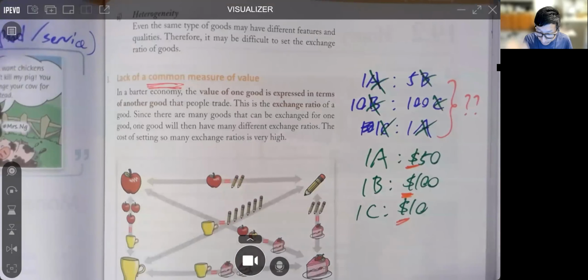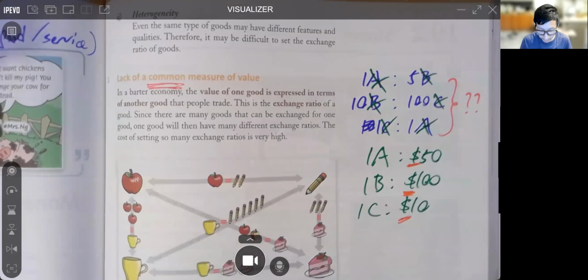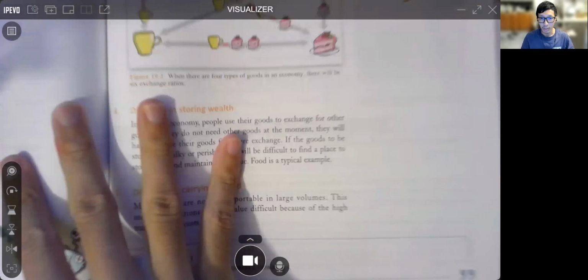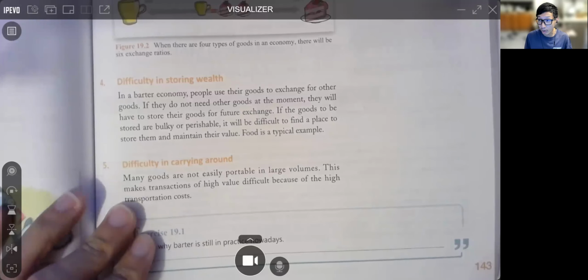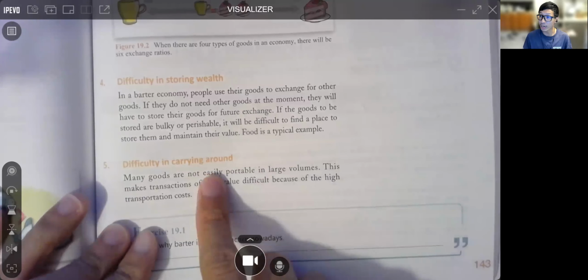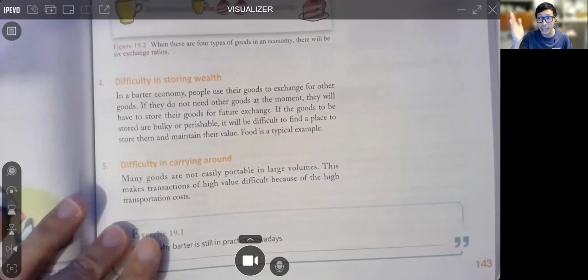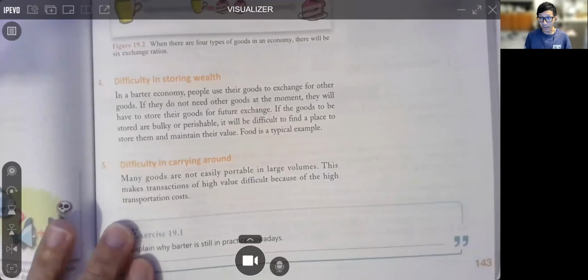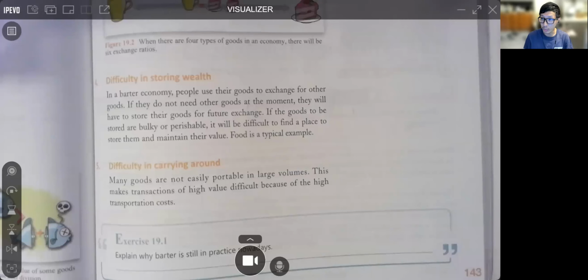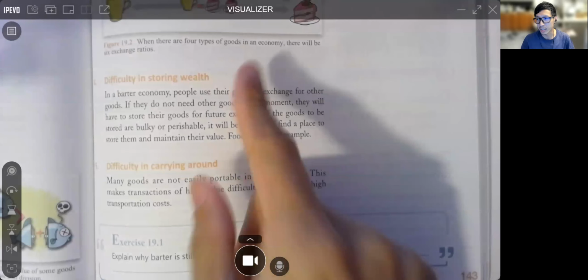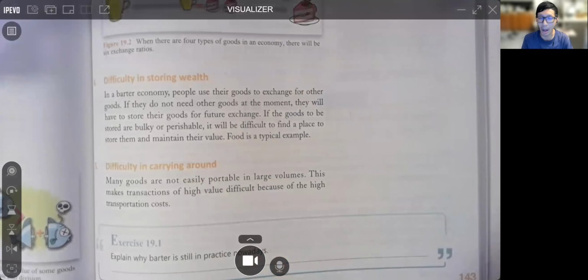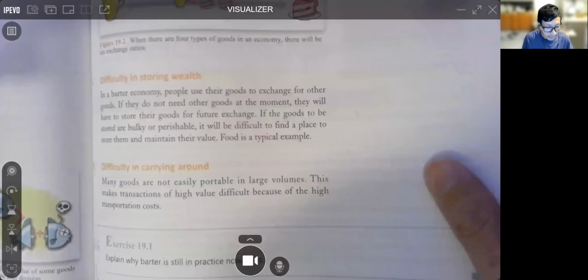我哋用錢,咁就唔使轉嚟轉去啦. Okay, so much easier to communicate a common ratio. Okay, 好嘛? Difficulty in storing wealth, 係啦,係咪儲住隻牛,隻牛會點啊? 會走㗎嘛,大佬. Okay, 好嘛? Difficult to carry around. Try to do a deal with 10 cows, good luck. 拖着十只牛去做个 deal, good luck. Okay, you will understand. These are the problems of the barter economy, which can largely be solved with the use of money.